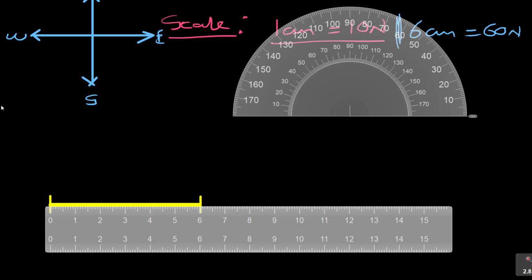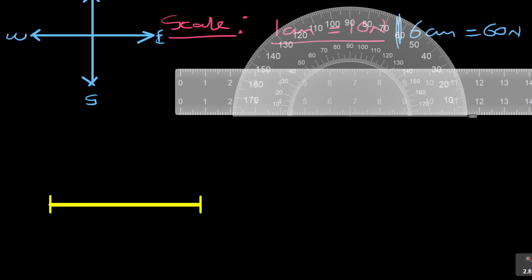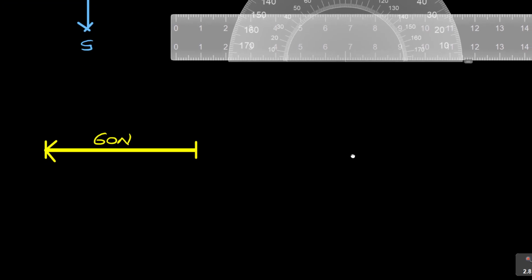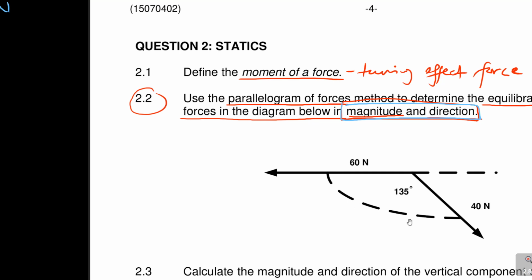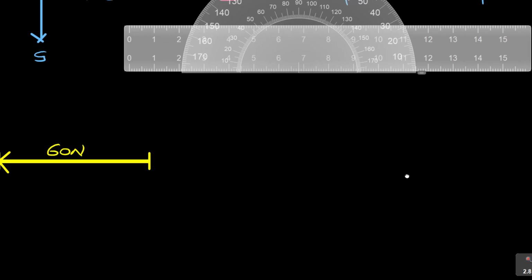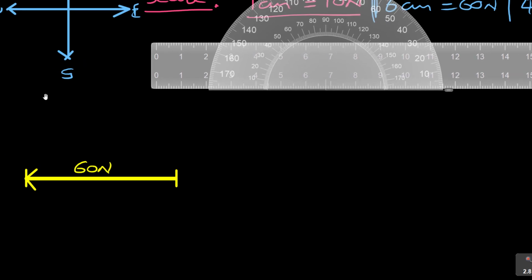And then don't forget, I'm moving in this direction now. Let me have my arrow. It's in this direction. Alright, then you can write this as your 60 newtons. Right, that is the scale I'm having. Now, it says here, there is an angle of 135. You see this angle? So I can now use my protractor for that angle of 135.